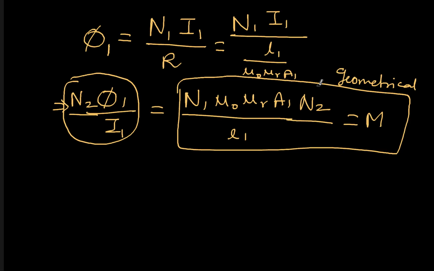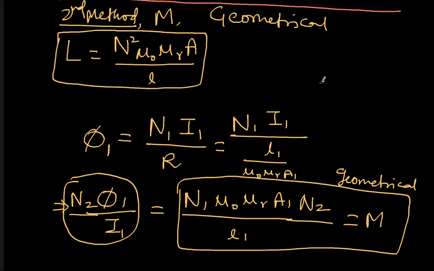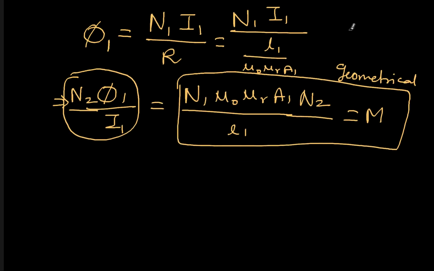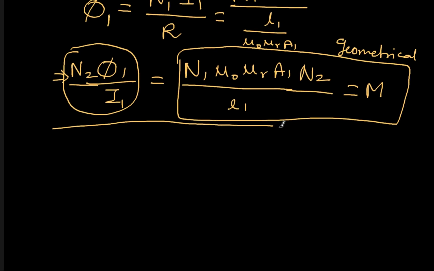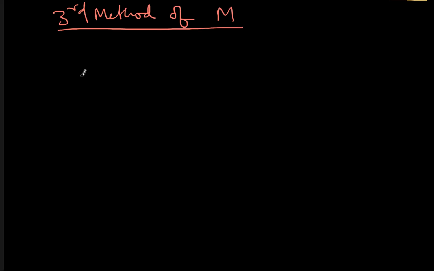So that is it. This is the second method of defining mutual inductance M. Here the first method is M equals N2 phi 1 by I1, whereas this is the second method. So naturally, as you might recall from our previous videos about how we define self-inductance, there is a third method also. So let's write the third method of defining M.